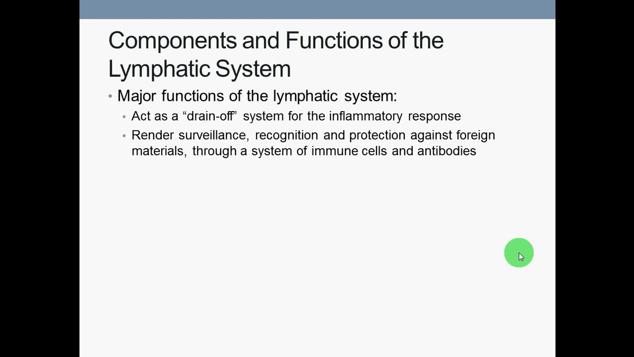So basically what this is saying is that your lymphatic system is a way to circulate all of your immune cells and immune functions throughout your body. There is some circulation of immune cells in your blood, but the lymphatic system is the main way that they travel.